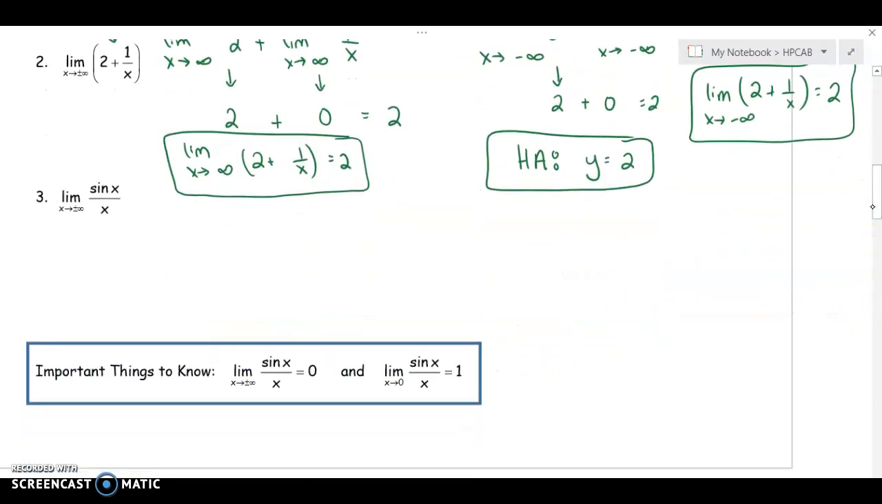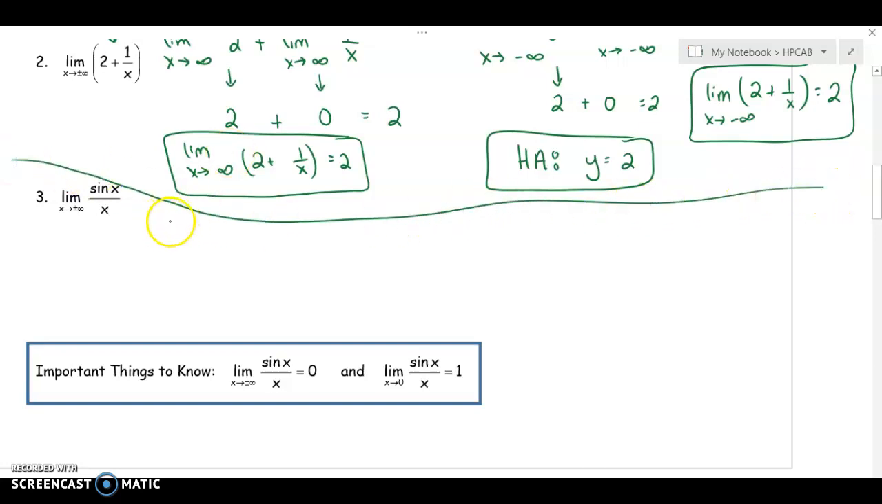Alrighty. For number 3, we've got the limit as x approaches plus or minus infinity of sine of x over x. There's going to be 2 ways to do this one. It's your choice. Option 1 is to do what we just did in the last problem. So for option 1, I'm going to split this up, and I'm going to do positive infinity first. So the limit as x approaches positive infinity of sine of x times the limit as x approaches positive infinity of 1 over x. So I split them up into 2 terms.